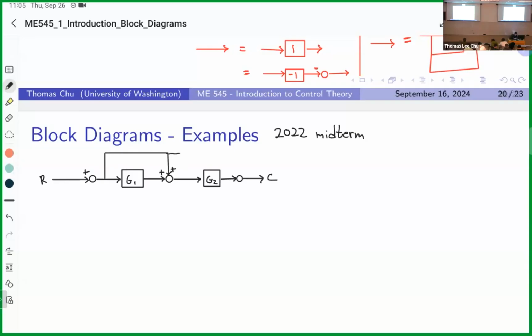And then it feeds into both summing junctions. This is going to be minus. That's going to be a plus. And then we have this feedback. Sorry, it's going to be a plus sign. Try to make this look a little better. Okay.